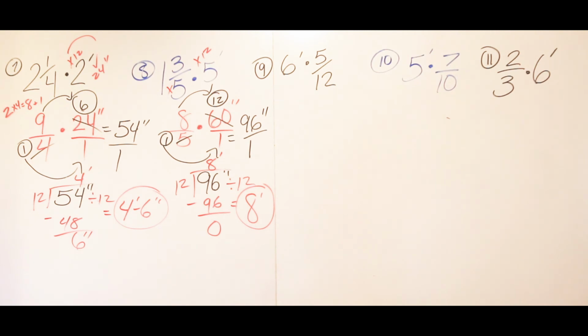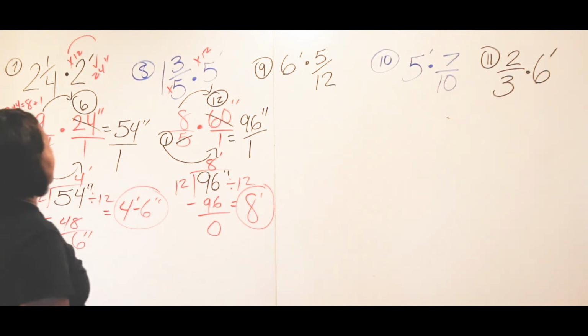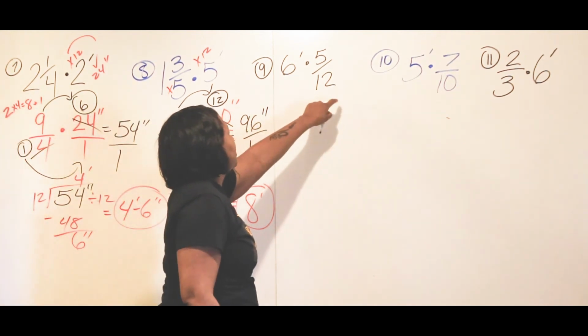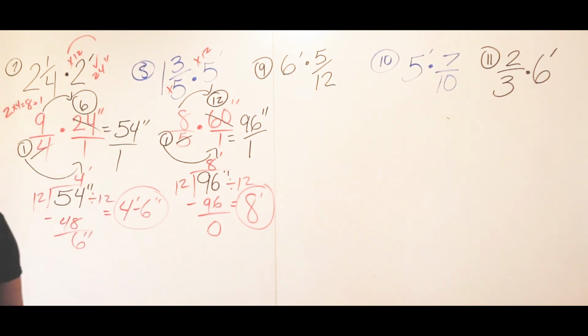Let's look at number 9. Number 9, we got 6 feet times 5/12. A fraction here means we need a fraction on the other side. How do we convert whole numbers to an improper fraction if we have feet? First thing we need to do is what?